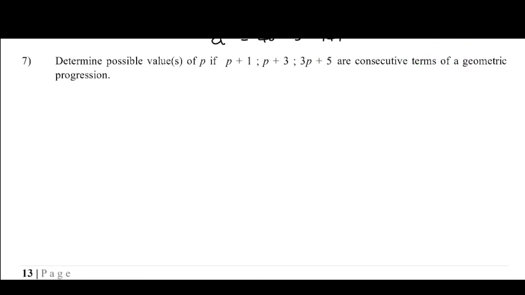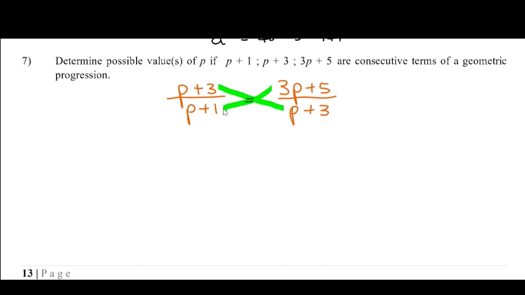Question 7 is very similar, right? If these are consecutive terms of a geometric progression, then the second term divided by the first term must be the same as the third term divided by the second term. Okay, remember what I've just told you? The top of this one times the bottom of that one will be equal to the top of that one times the bottom of this one. Okay, so a quick way of clearing out these fractions: p plus 3 times p plus 3, all squared, will be the same as 3p plus 5 multiplied by p plus 1.